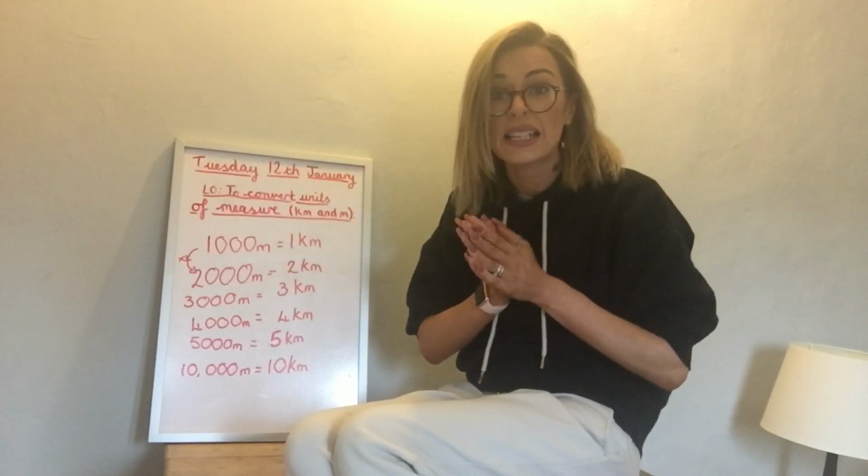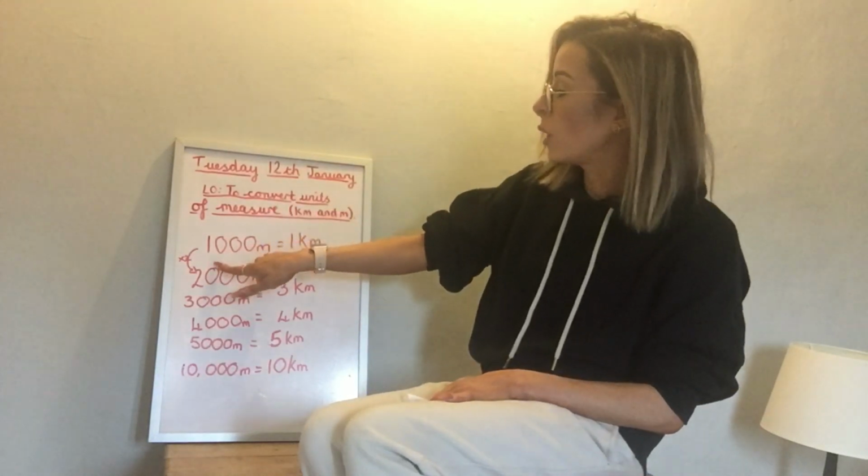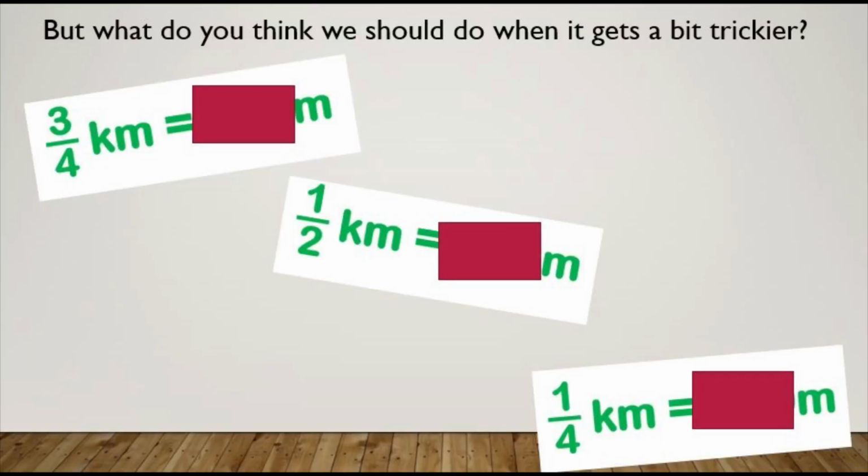The trick with today's lesson is start with a fact that you already know. And we already know that 1,000 metres is 1 kilometre. Okay? So, what happens when it gets a little bit trickier? For example, here you can see that half a kilometre, well, what's that going to be in metres? What about a quarter of a kilometre? Or 3/4 of a kilometre? How do we figure those ones out?